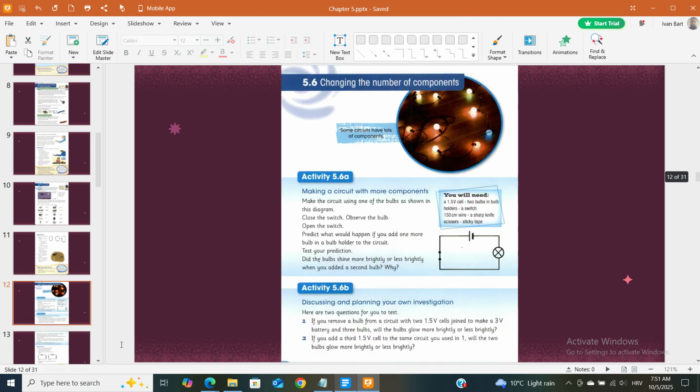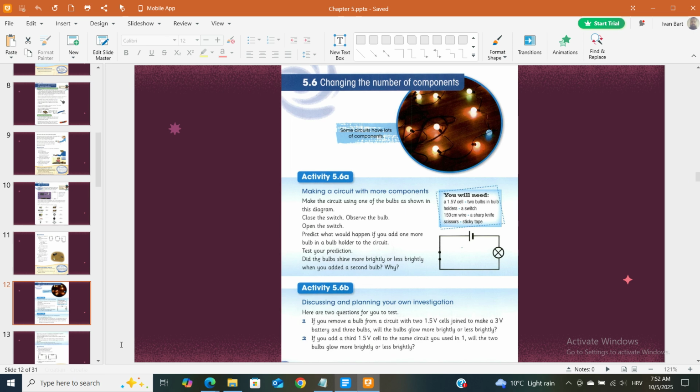5.6 Changing the number of components. Some circuits have lots of components. Activity 5.6: Making a circuit with more components. Make the circuit using one of the bulbs as shown in this diagram. Close the switch. Observe the bulb. Open the switch. Predict what would happen if you add one more bulb in a bulb holder to the circuit. Test your prediction. Did the bulbs shine more brightly or less brightly when you added a second bulb?